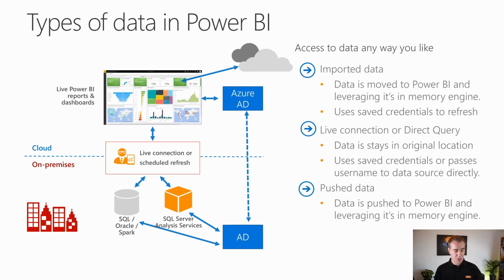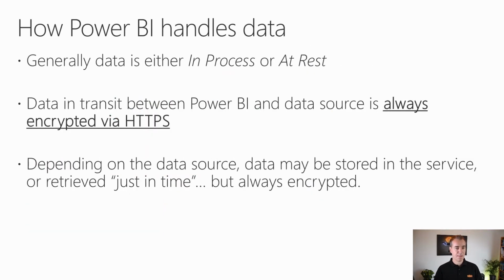All right. So how does Power BI handle that data? The way that it's handled is that the data is either in process or at rest. In transit, or in process, means it is flowing around through different servers. Or it's stored at rest and it needs to be loaded. So it means, like, a Power BI desktop file is stored on a file system somewhere so that it can be loaded. Okay? So data in transit between Power BI and the data source is always encrypted through HTTPS.